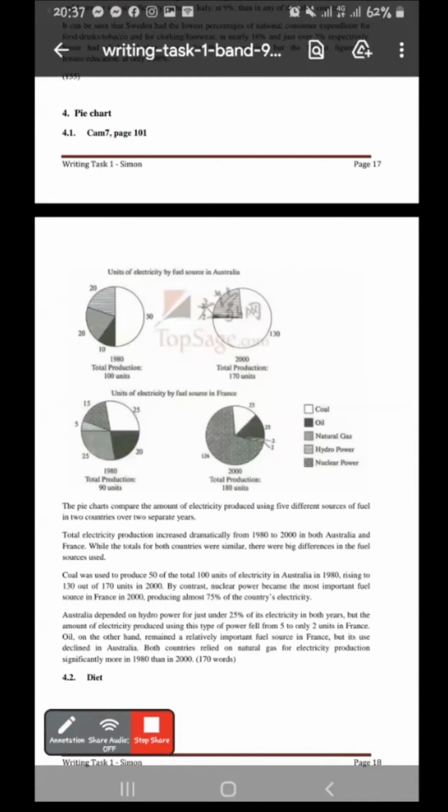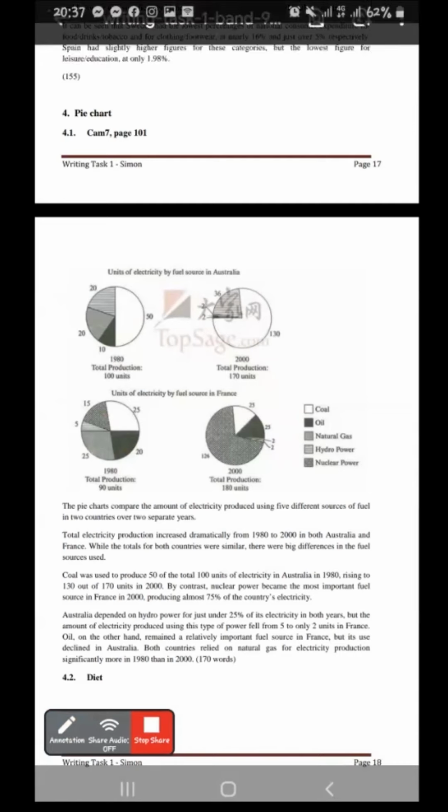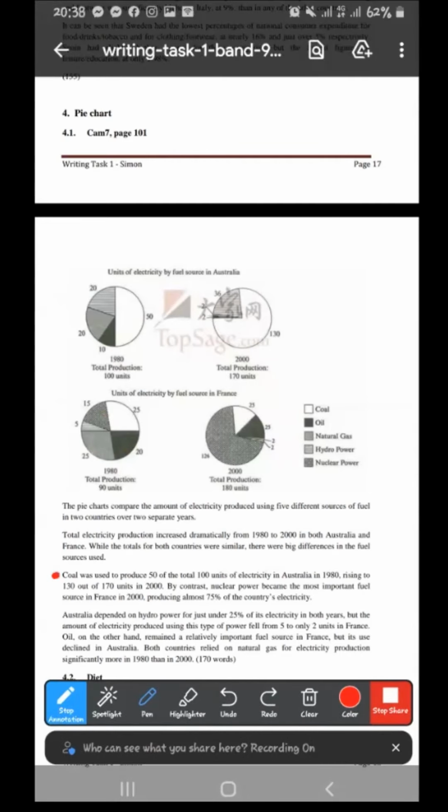Okay, now coming back to the point, in the third paragraph, you can see coal was used to produce 50 of the total 100 units of electricity in Australia. How do you know that? You can see this white mark here and white mark here. This is coal. So you can see that 50 units of source of fuel are being used. It's like 50%, in fact, but it's not in percentage, but it's in terms of units.